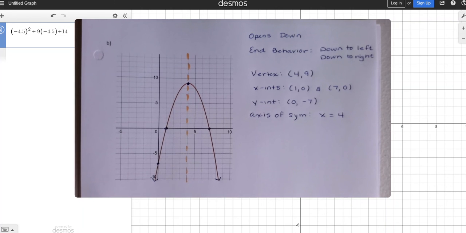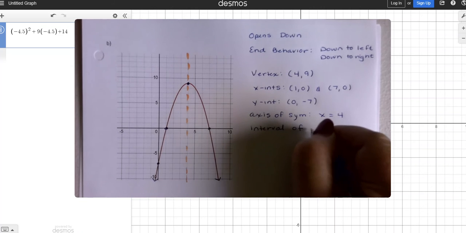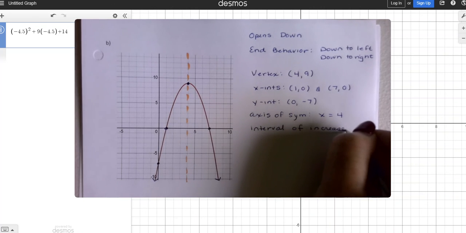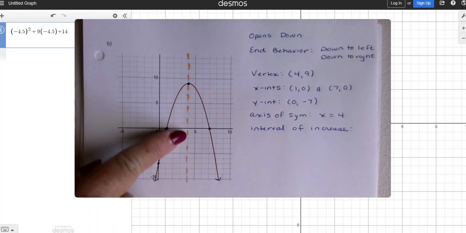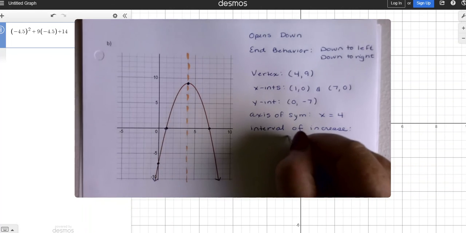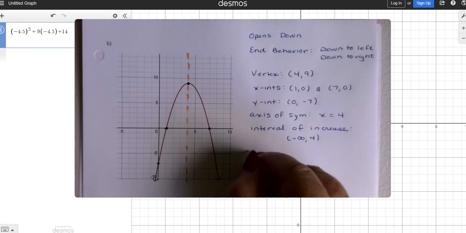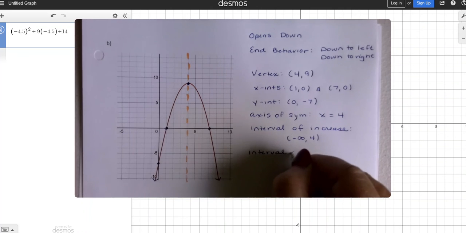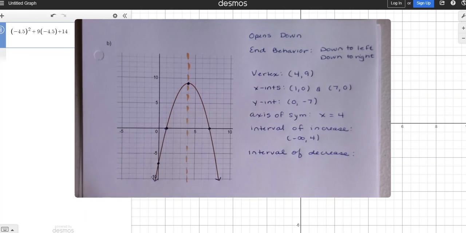Right? Well, something I didn't do last time, but I could have, is list the intervals of increase and decrease from this graph. So if I wanted, I could say interval of increase, and this graph increases right away. It increases until we get to the axis of symmetry. So from negative infinity to 4. The interval of decrease would be the rest of this over here, right? So from 4 to infinity.